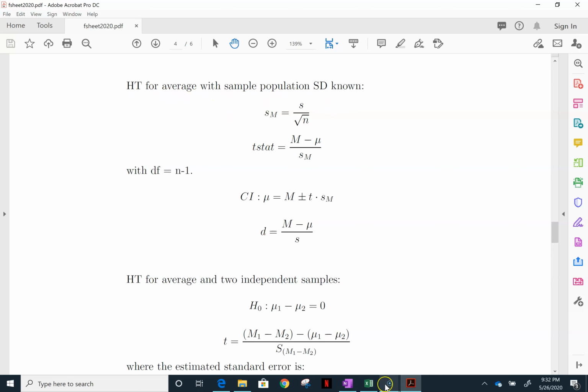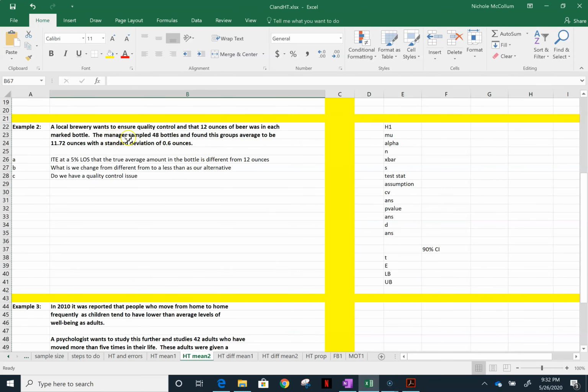So again, back to our question. It says right here, the manager sampled 48 bottles. Standard deviation is 0.6. That is probably the most important characteristic: I have the sample standard deviation. Because I have the sample standard deviation, I know I will be looking for the t values. Everything will be based on the t distribution. That's so important to me.